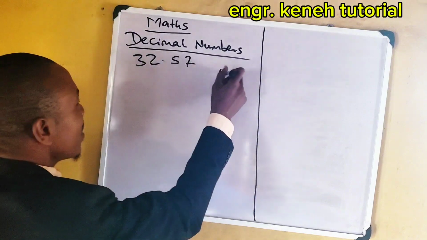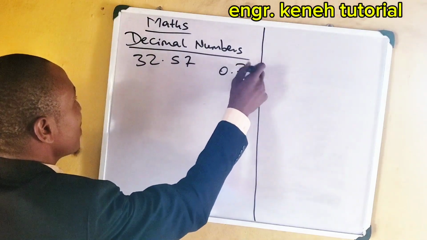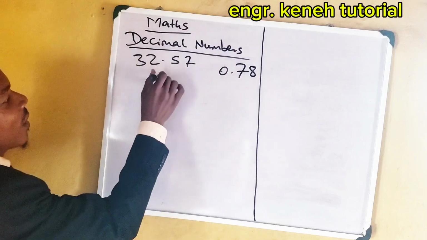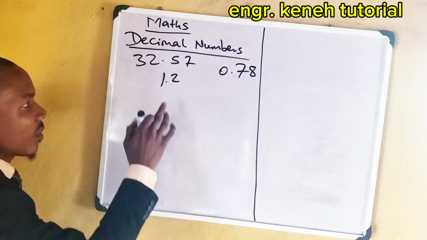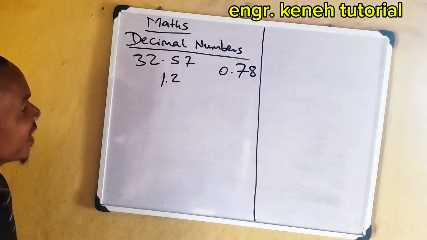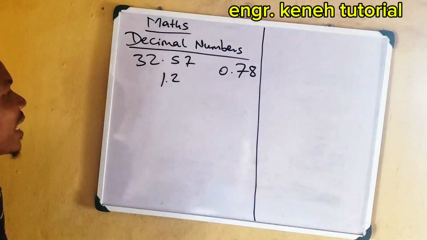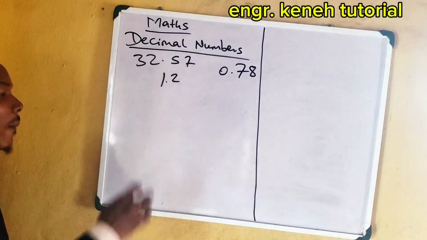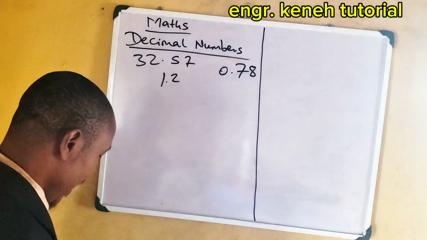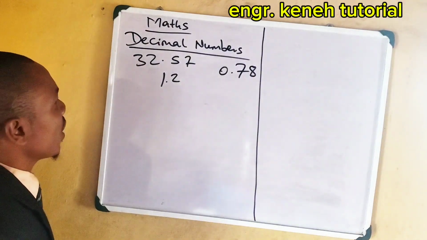It may be something like this, maybe 32.57, maybe 0.78, it may be 1.2. For a number to be called a decimal number, that number must have a decimal point. It is this decimal point that will make the number a decimal number. All right.